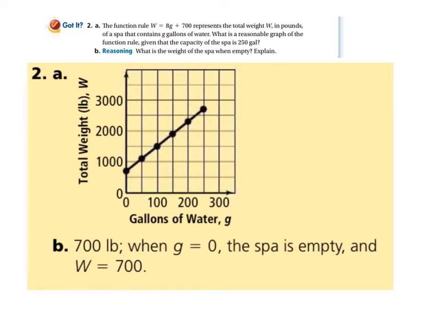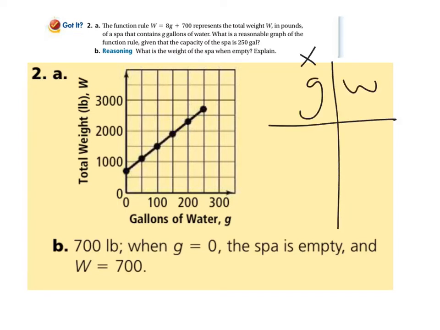So if I were to generate a table, we're going to call it G and W instead of X and Y. Remembering, again, G is like the X, and W is like the Y. If I put in 0, I'm going to get 700. So no water means I have 700 pounds of weight. Alrighty, and again, you get to pick the inputs. If you put in 1, you're going to get 708.